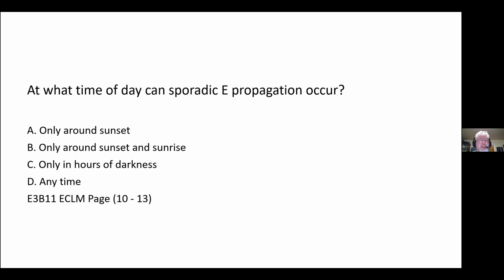At what time of day can sporadic E propagation occur? A, only around sunset. B, only around sunset and sunrise. C, only in hours of darkness. Or D, any time. Delta. Delta, it can occur at any time.